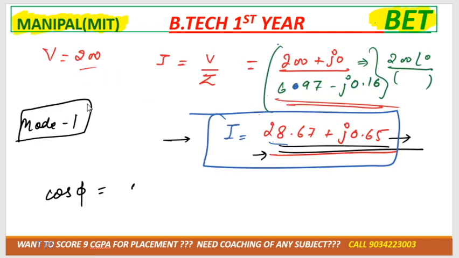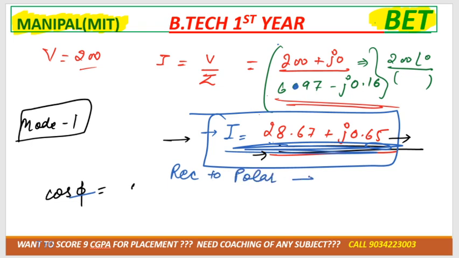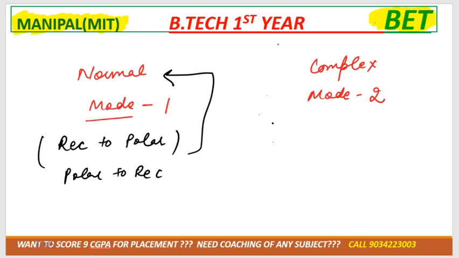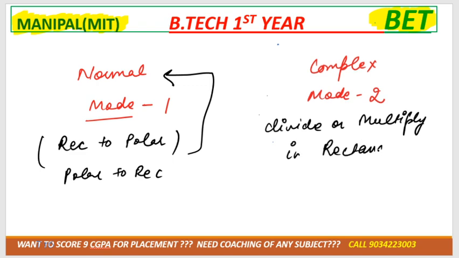Okay, like for this case we need to get phi and we need to get the angle value for the current. And how can we get the angle value? By converting it into rectangular to polar mode. So for that your calculator should be in mode 1, normal mode. But if you want to divide or multiply in rectangular form, then in that case your calculator must be in complex mode.